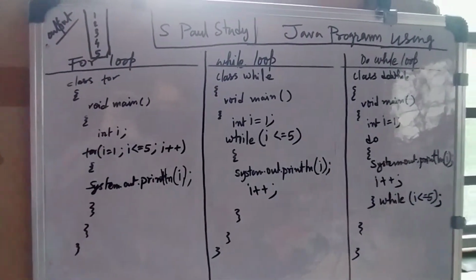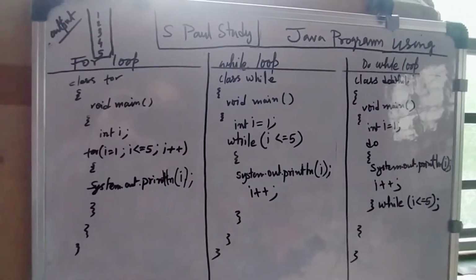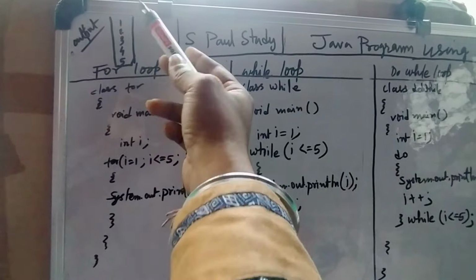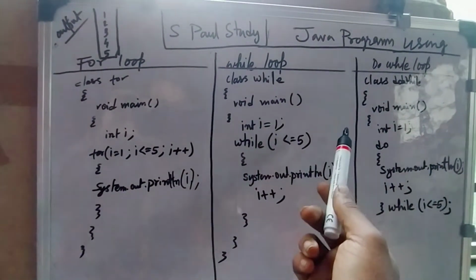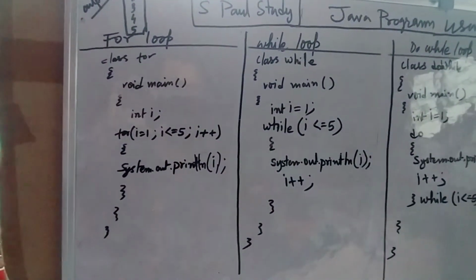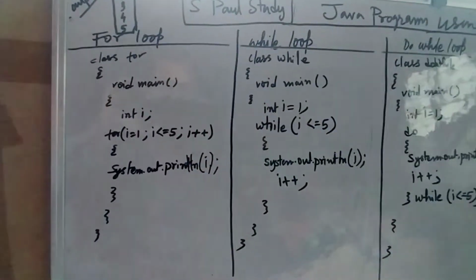Today's topic will be how you can write a Java program that prints the numbers 1 to 5 using a for loop, while loop and do while loop. So the same program can be run in three ways. First of all, let's study the for loop.